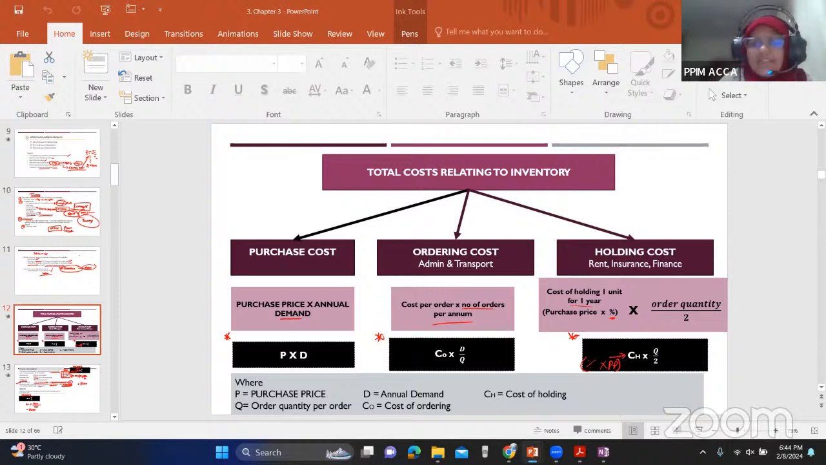So take this down if you haven't, because this is a very key area of your syllabus. If you have this, about 60% of the questions will be based on just this. So it's basically like a summary of how to calculate the inventory. And this is what you need for the question as well.